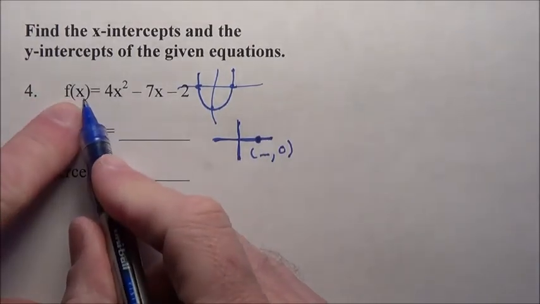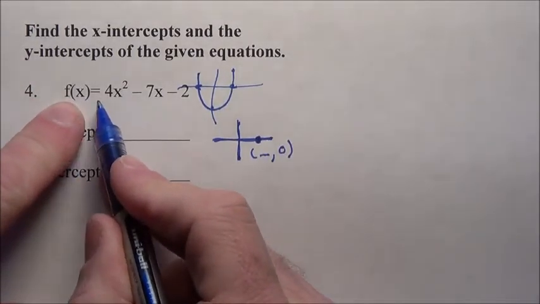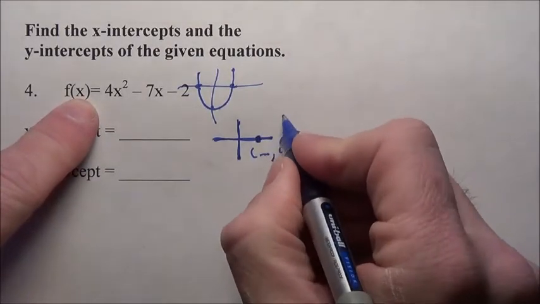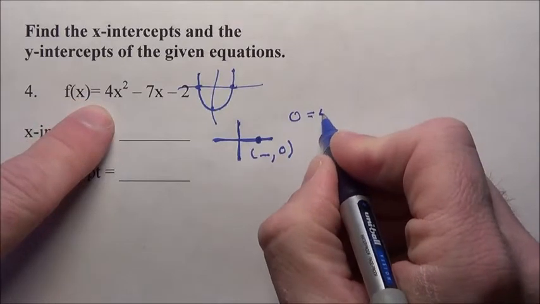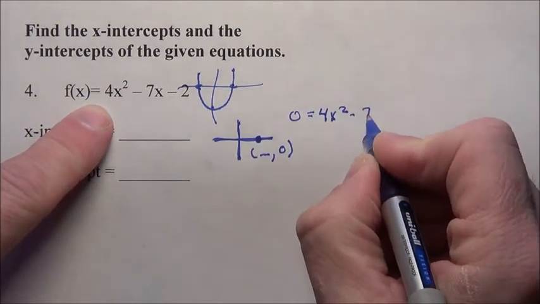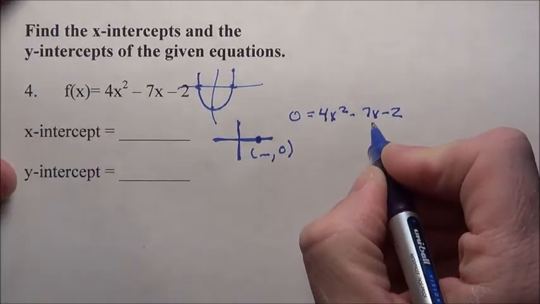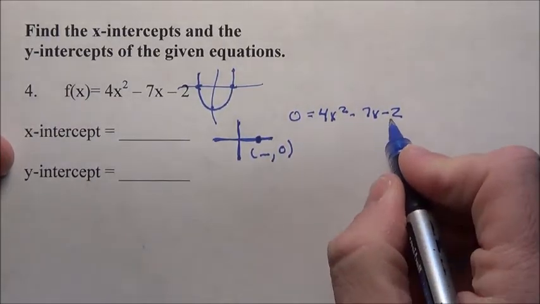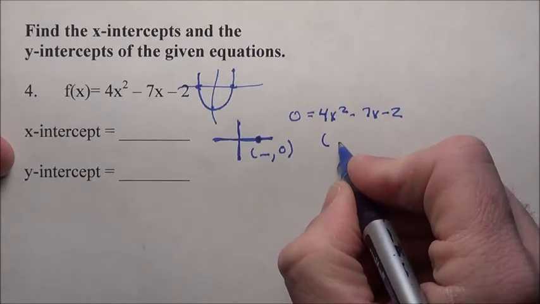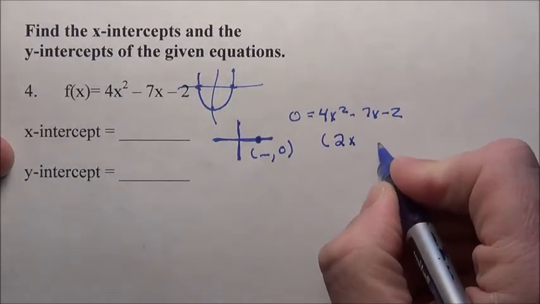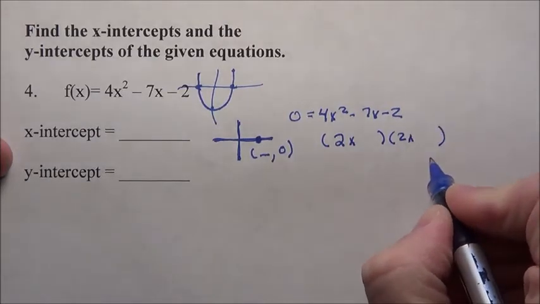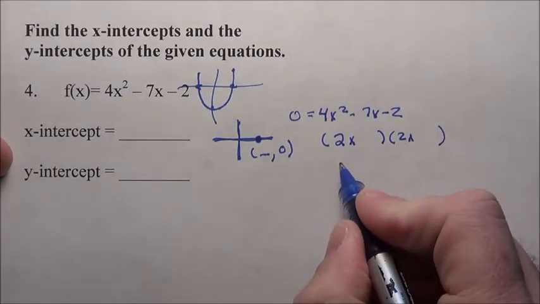So I'm simply going to have f of x, which is your y, equal to 0. So I have 0 is equal to 4x squared minus 7x minus 2. Now I've got to solve this. What am I going to do? Well, you should notice that nothing factors out, but it's going to factor into maybe a 2x times something and a 2x, or it might be a 4x and just an x.